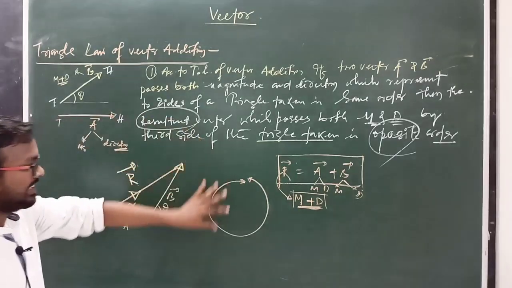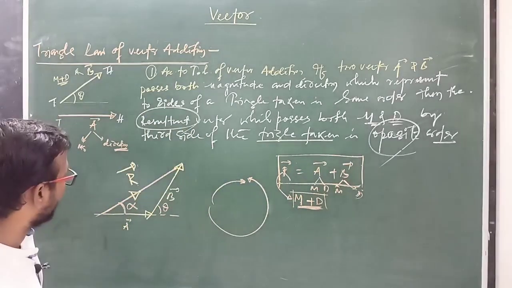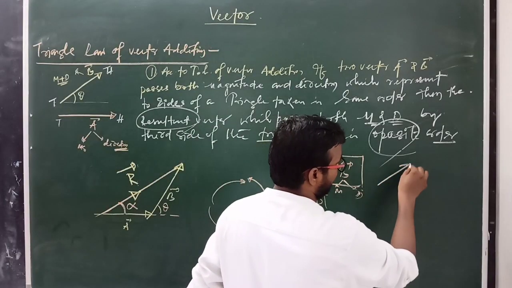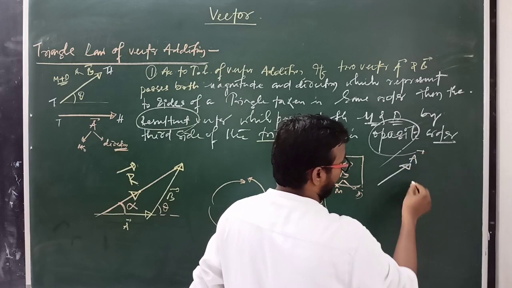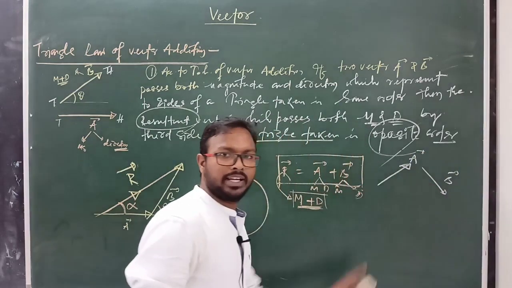This is known as triangle law. Clear? Okay. Or you can take another example. Suppose there is a vector A and another vector, suppose this is B vector. Then find the resultant vector of A and B.